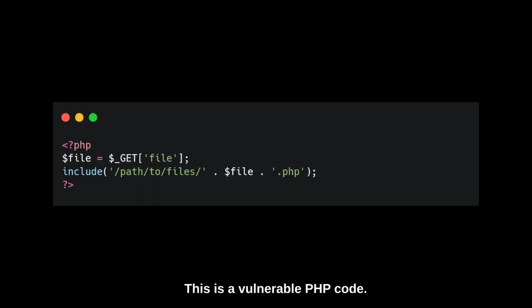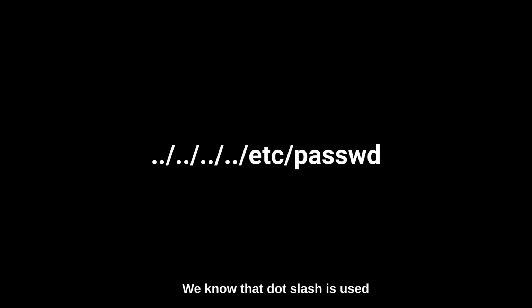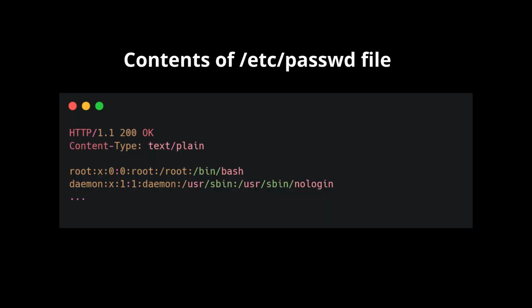Let's have a look at this example. This is a vulnerable PHP code. This code takes a file name as input from the user via the getParameter file, and then includes the content of that file within the PHP script. Now, an attacker can bypass this using a payload that looks something like this. We know that ../ is used to go one directory back in Linux. So by using ../ 3 times, an attacker can go 3 directories back and then access sensitive files such as the etc password file.